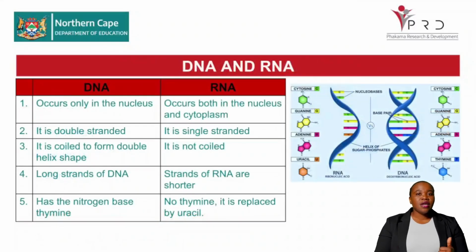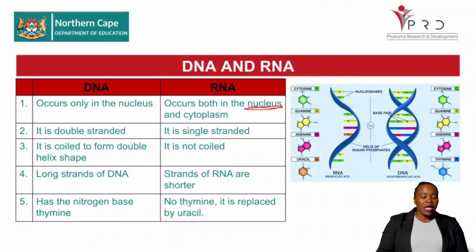As I've said, both DNA and RNA are nucleic acids and they are made up of the building blocks, nucleotides. They have some differences that you should also know. The first one is that DNA only occurs in the nucleus, whereas RNA occurs in both the nucleus and the cytoplasm.